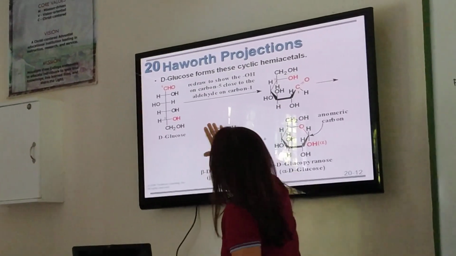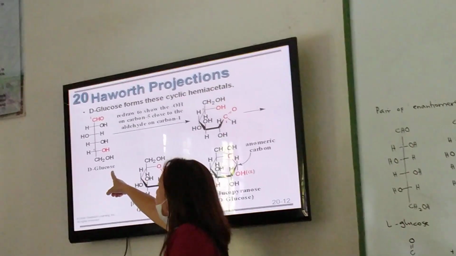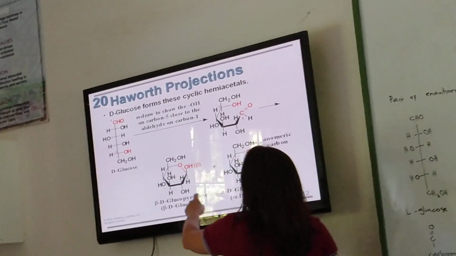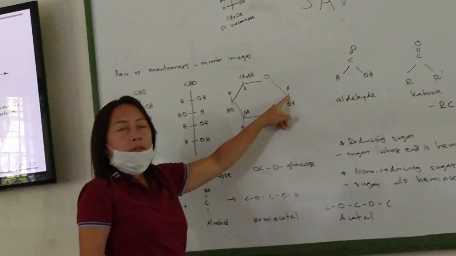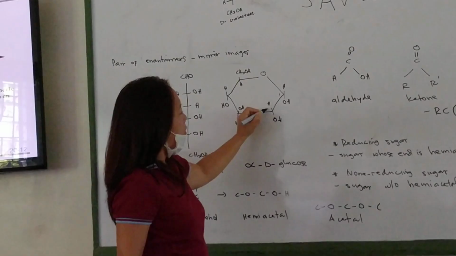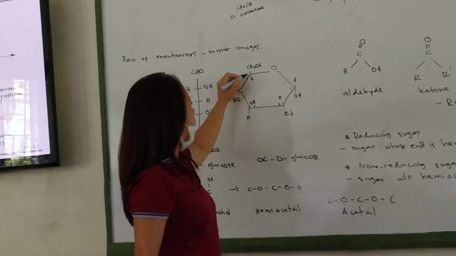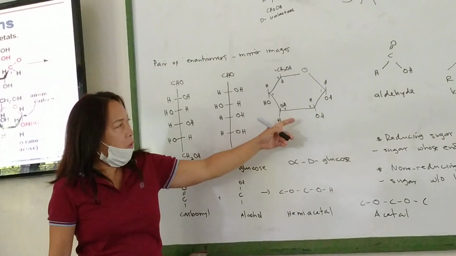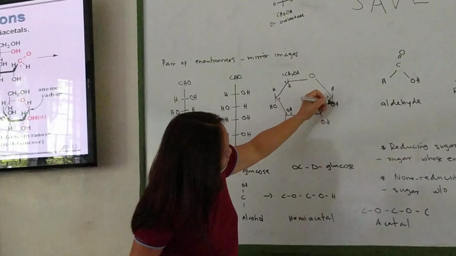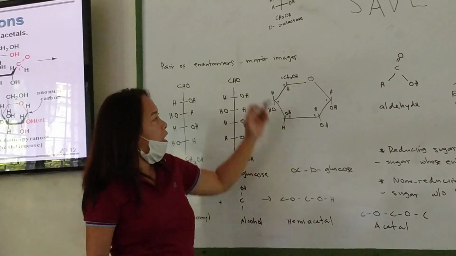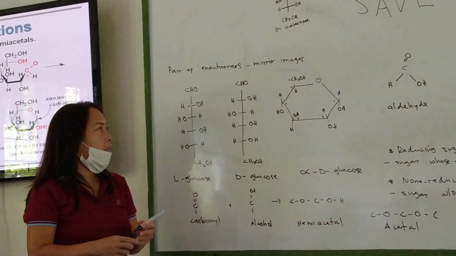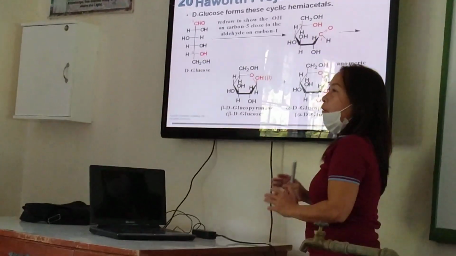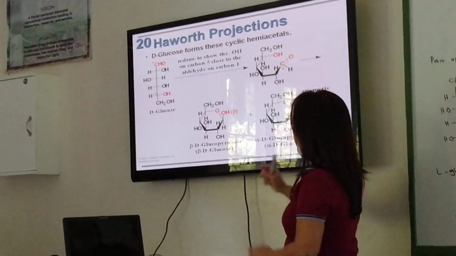Okay? Just like this, that is in the Fisher projection. But when you write it in a Haworth projection, this is how it is written. So you have here the first carbon, the second carbon, third, fourth, fifth, and the sixth carbon. That is the Haworth projection for the hexose, glucose. The first carbon has OH. Of course, we have the lone pair of electrons of oxygen. Now, in the Haworth projection, we have to describe the carbohydrate as alpha or beta. How?